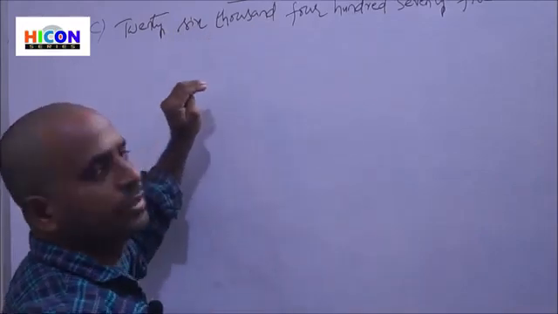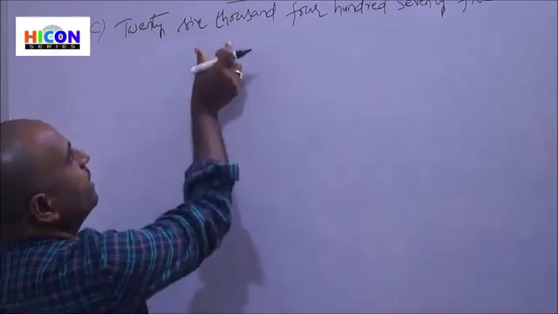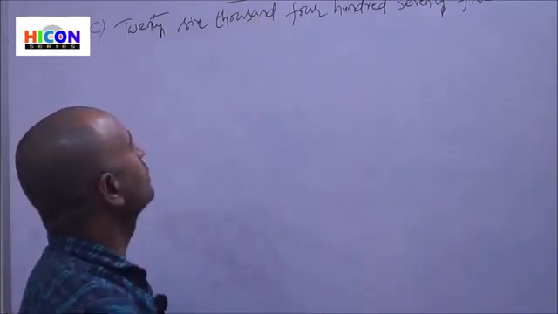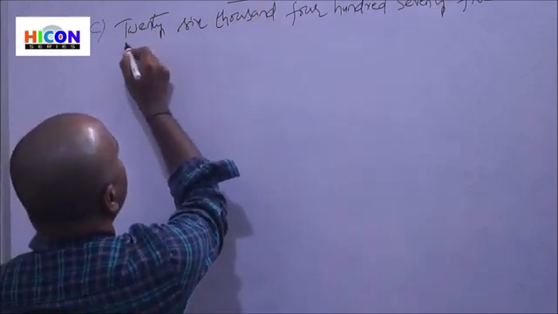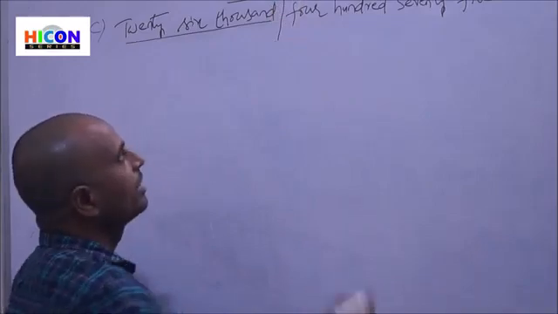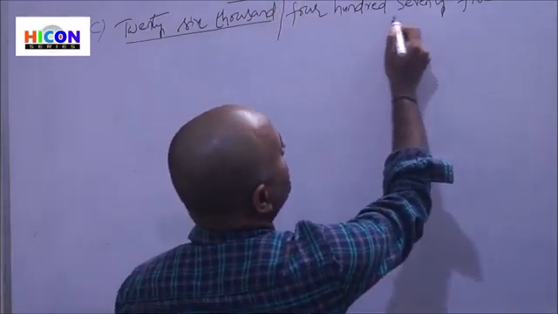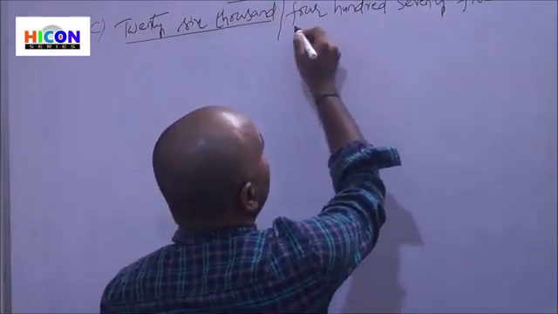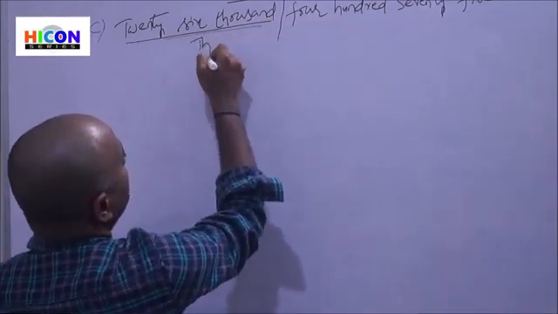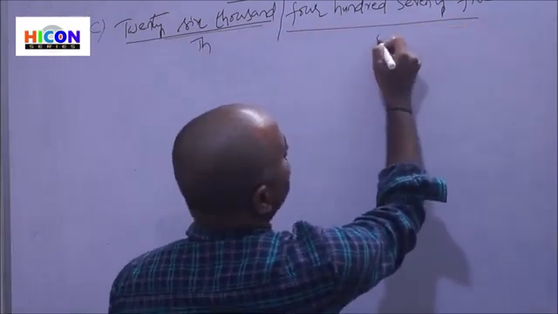First we have to divide the given number name into periods. That is, 26,000, this is the thousands period. Next, 475, this is the ones period. So this is the thousands period and this is the ones period.